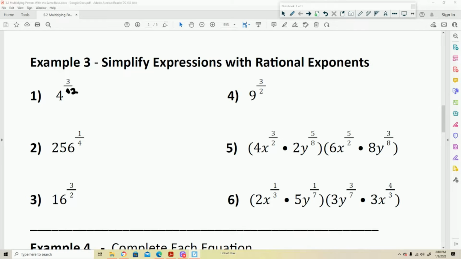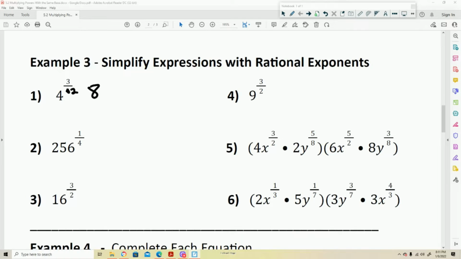Now with this one, it doesn't matter which one you do first. You could take the square root first and cube it, or cube it and then take the square root. You will get the same answer. Okay, so let's square root it first. So the square root of 4 is 2, and then if I cube it, that's going to be 2 times 2 times 2, and that is 8. Okay, and that is our answer.